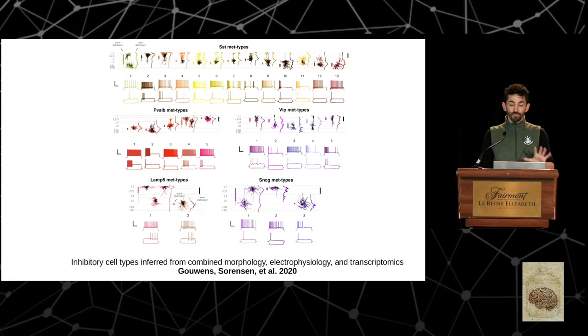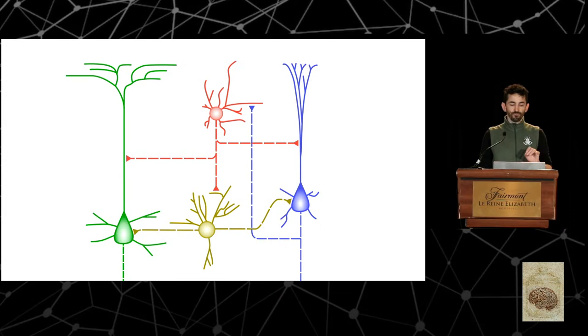Good news, though, I'm not going to tell you today that you need to worry about all of these cell types. We're going to focus on just a few broad groups of cells, but I am going to tell you that you need to worry about all the messy details of these synapses that we've been characterizing.